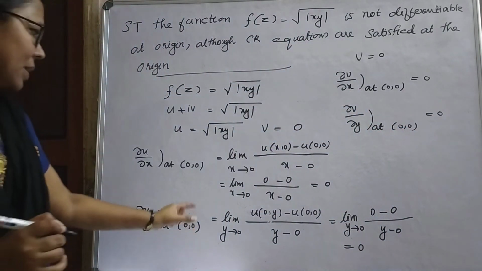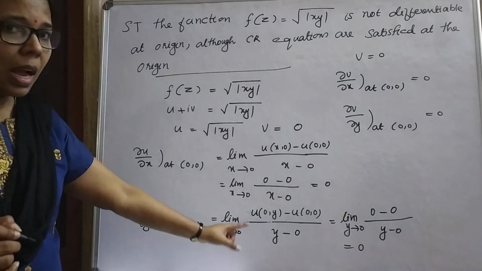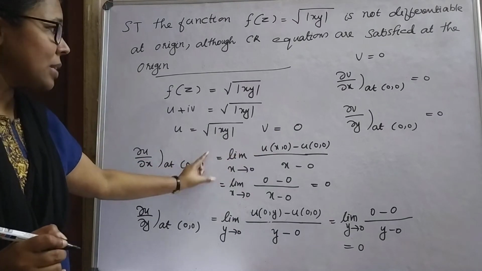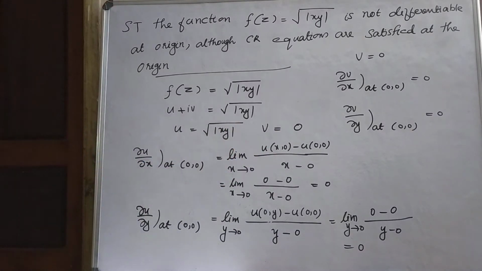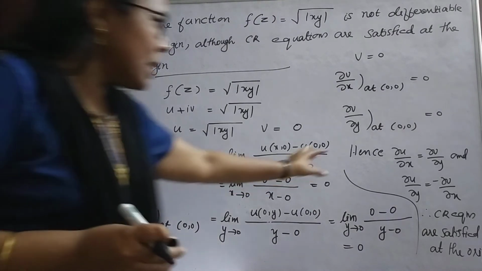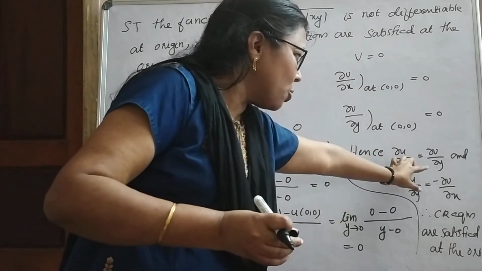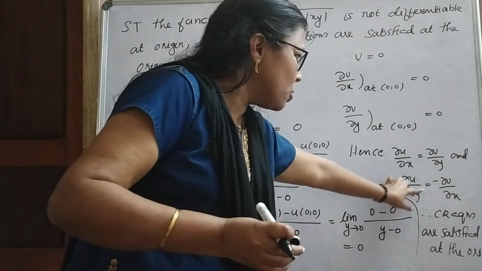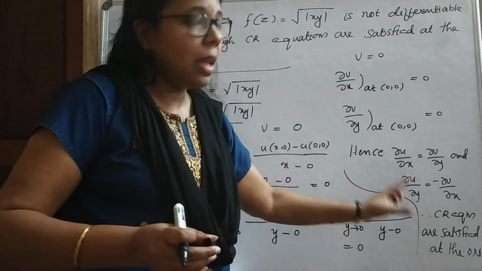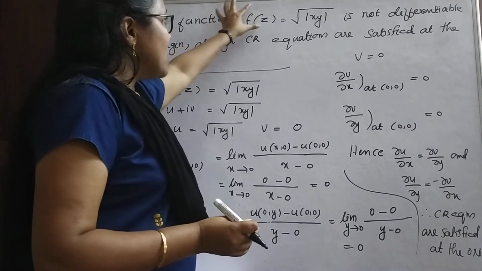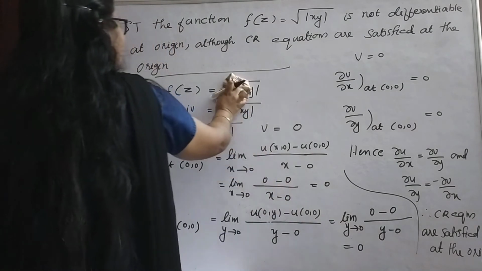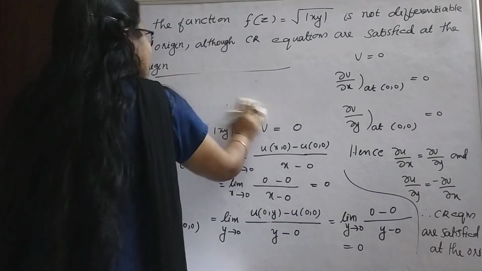Which means that CR equations are satisfied at the origin because all these values are equal to 0. Here the CR equations are dou u by dou x equal to dou v by dou y and dou u by dou y equal to minus dou v by dou x. That is, CR equations are satisfied at the origin. Now we have to prove that this f of z equal to root mod xy is not differentiable. For that we have to find the derivative of f of z at 0.